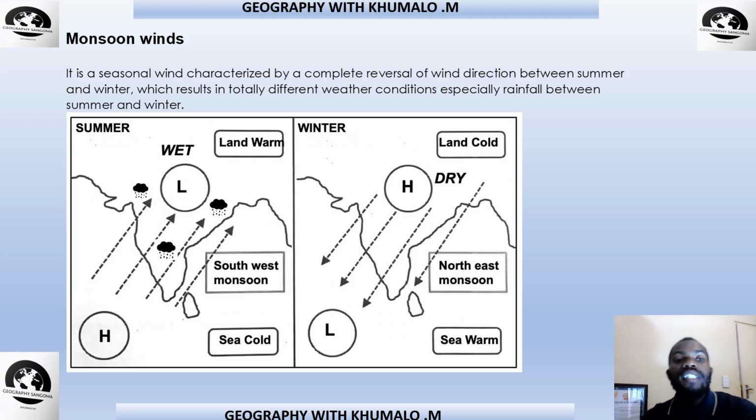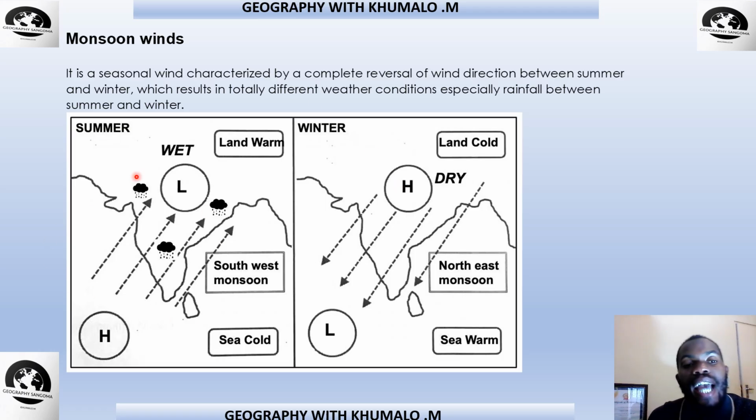Now the monsoon winds, these are seasonal winds characterized by a complete reversal of wind direction between summer and winter, which results in totally different weather conditions, especially rainfall, between summer and winter. Now you can see in summer, these monsoon winds are blowing towards the land, but in winter these winds are blowing from the land to the ocean. Now, let us remind ourselves the reasons behind that.